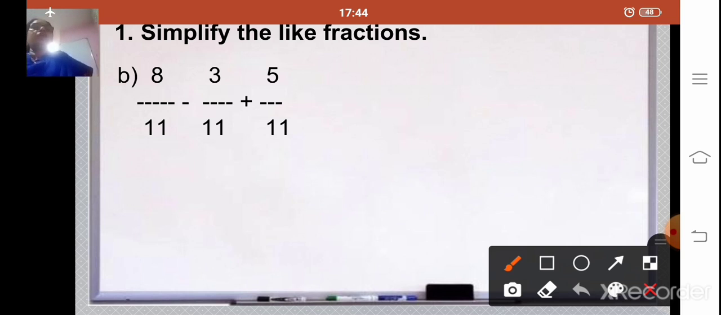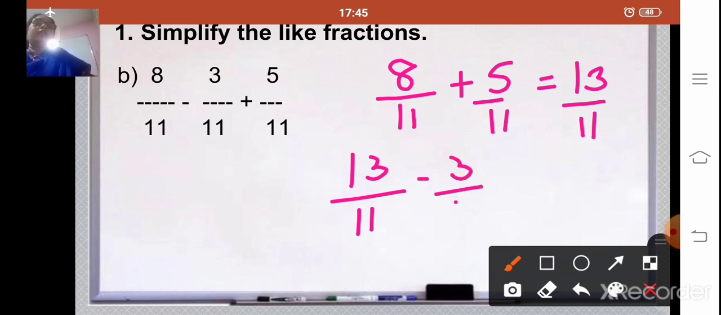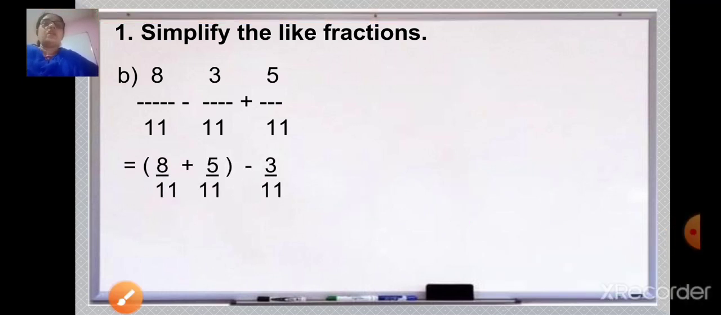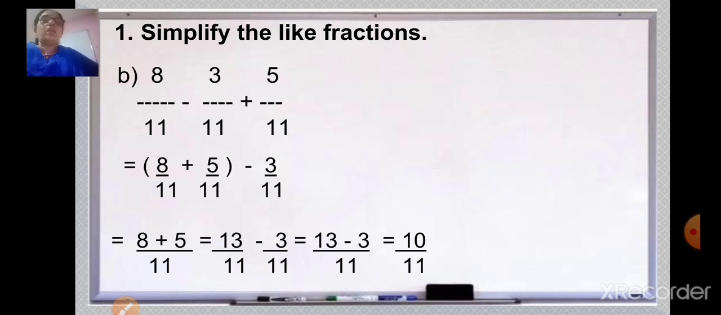Or what you can do is, you can first add 8 upon 11 plus 5 upon 11 and then subtract 3 upon 11. So 8 plus 5 is 13 upon 11. Now from this 13 upon 11, when you subtract 3 upon 11, you will get the answer as 10 upon 11. So first you add both the fractions and then subtract the 3 upon 11, and you will get the answer as 10 upon 11.